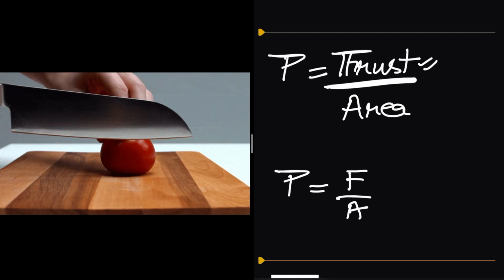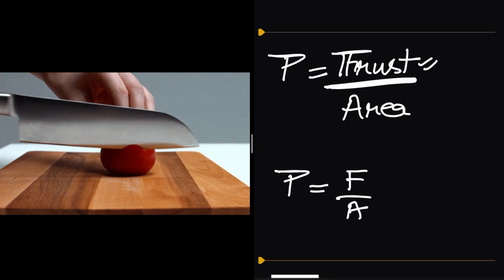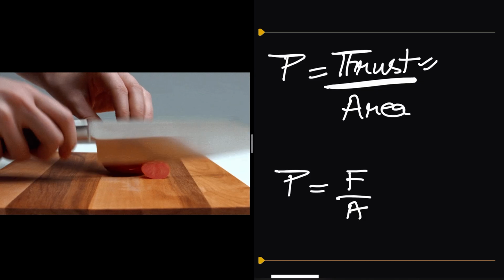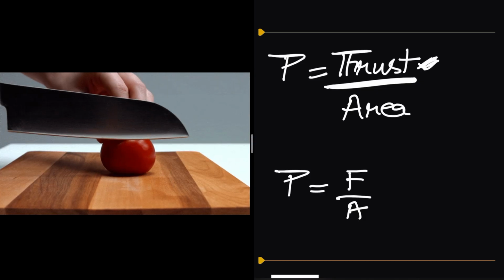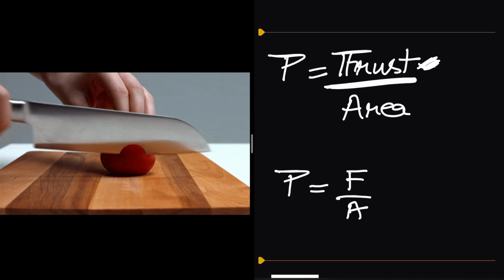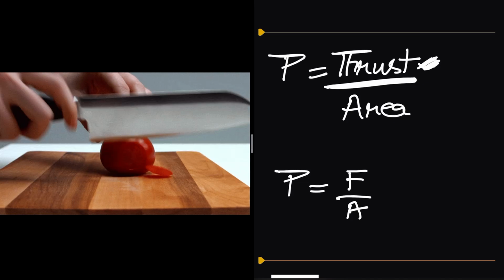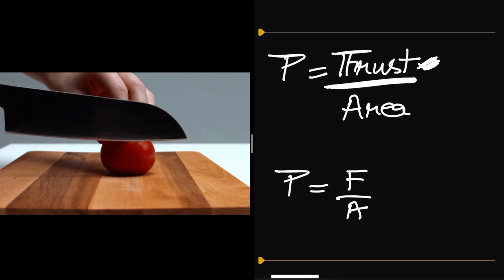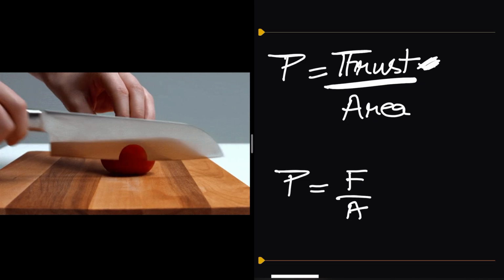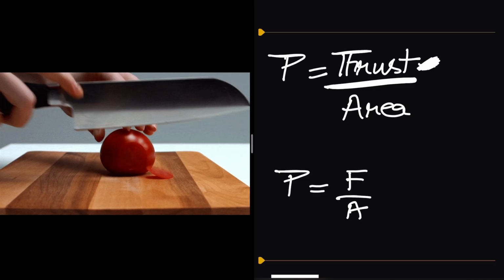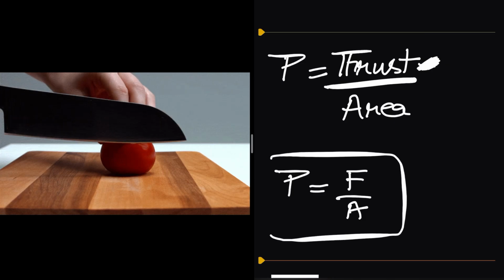Suppose we are fixing pins on a softboard. Then what are we doing? We are applying force. In which direction? Normally. That normal force is nothing but thrust. When we are standing on the ground, our weight is applying force on the ground, in the normal direction. So that normal force is a thrust. So pressure is what? Force per unit area.